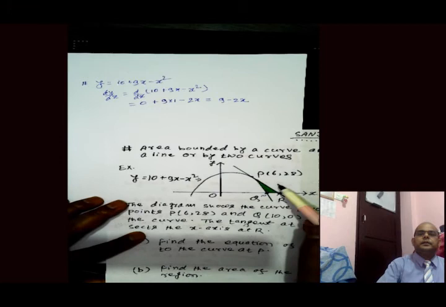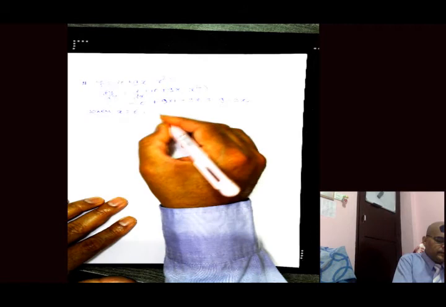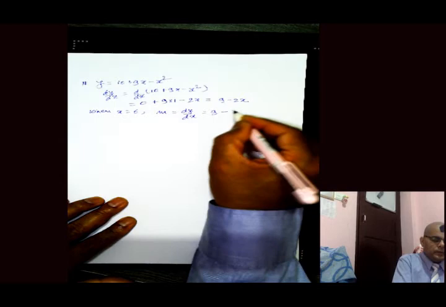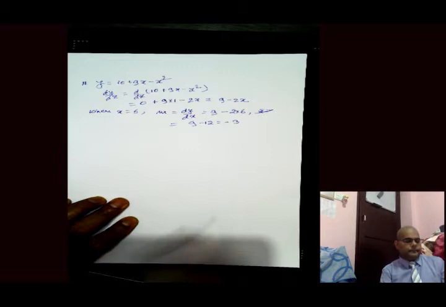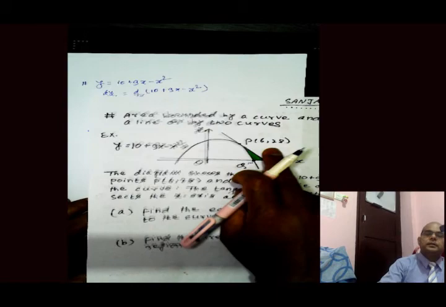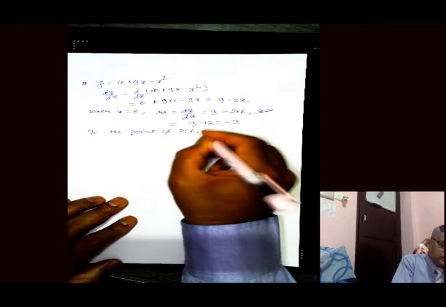So when x equals 6, the slope of that line, m, instead of dy by dx, you can write dy by dx equals 9 minus 2 times 6, because x equals 6 in this case. So the gradient of the curve is 9 minus 12, which is minus 3. So we have got the value of the slope, and the point is P (6, 28). This line has gradient minus 3 and passes through the point (6, 28).